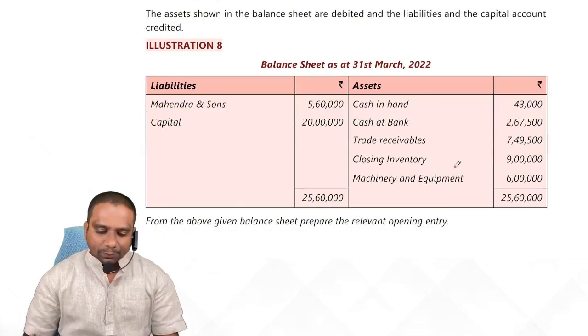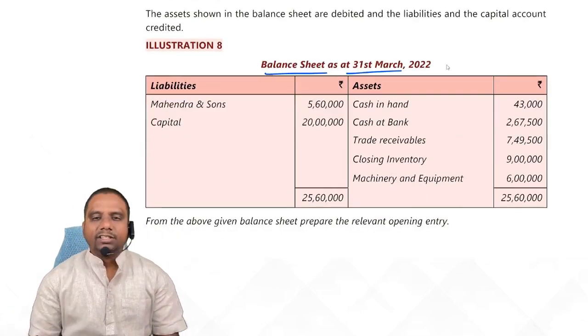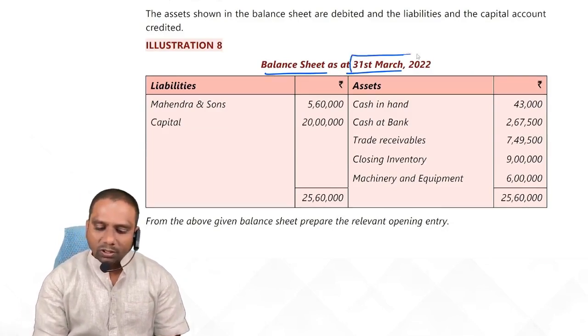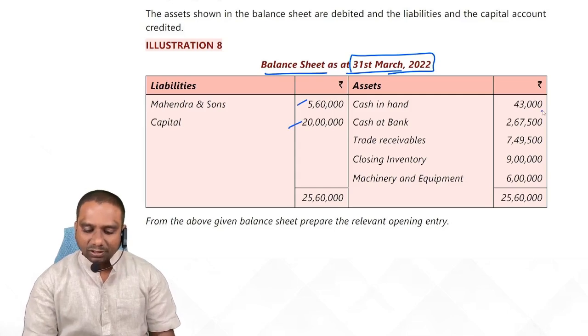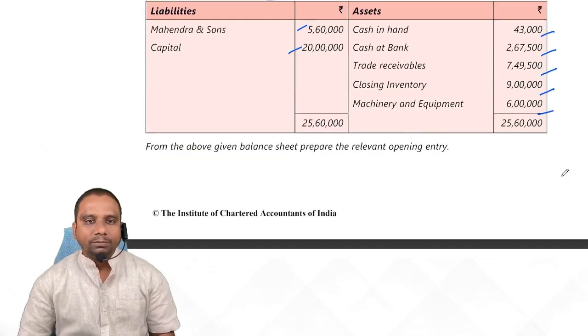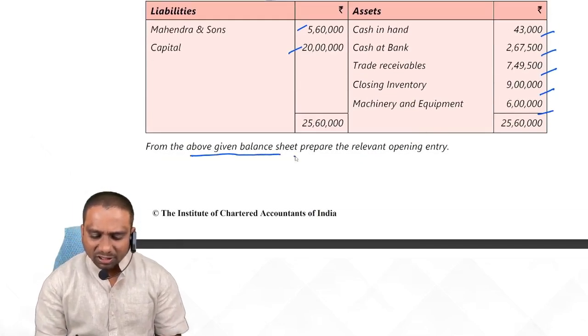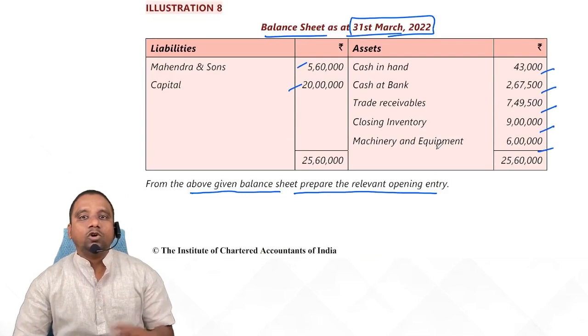Take illustration 8. Balance sheet as at 31st March 2022 they are giving. Look at the dates. Mahindra and Sons capital, cash in hand, cash at bank, trade receivable, inventory, machinery and equipment. From the above given balance sheet, prepare the relevant opening entry. They are asking for the opening entry.